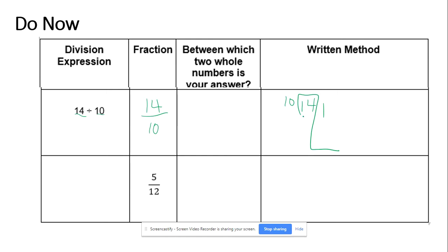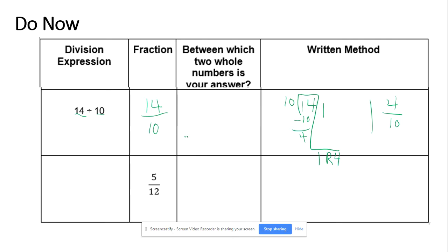So 10 times 1 is 10. We subtract, and we have 4 left over. So our answer, or quotient, would be 1, remainder 4. We can write this as a mixed number. The 1 is in the front, so we're going to have 1 whole. 4 is our remainder, so that's going to be our numerator. And then we divided by 10, so we're going to put a 10 here. So 14 tenths is equal to 1 and 4 tenths.